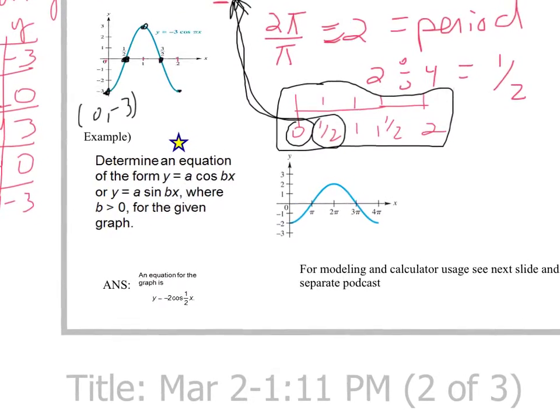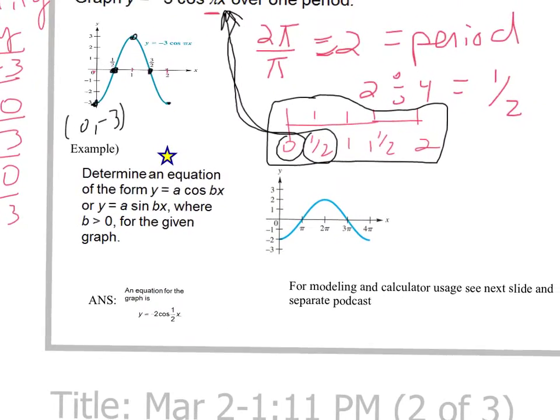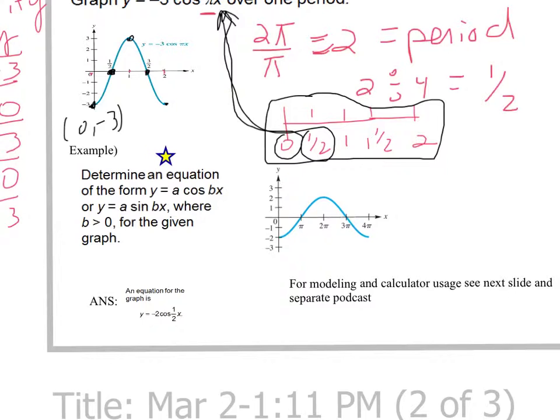Oh, this one I thought was sort of cute. This is like working backwards. Determine an equation of the form y equals a cos bx or a sine bx, where b is greater than 0 for the given graph. Well, think about it. It takes 4 pi to repeat itself, right? So that means the period is 4 pi. Well, that means that 4 pi would have to equal 2 pi over beta.